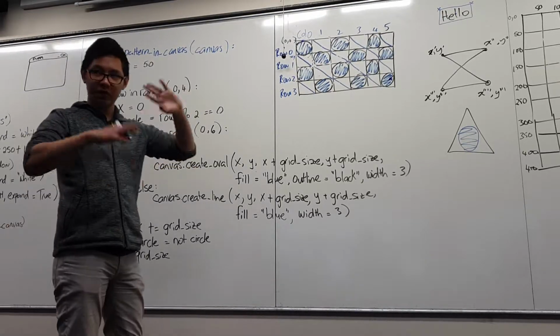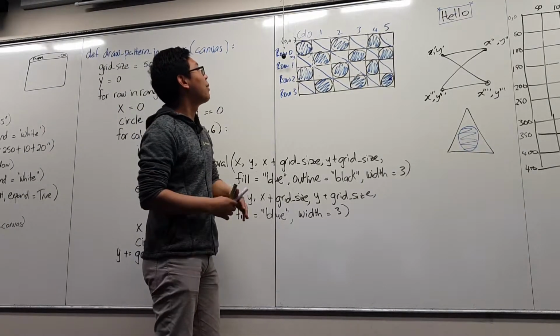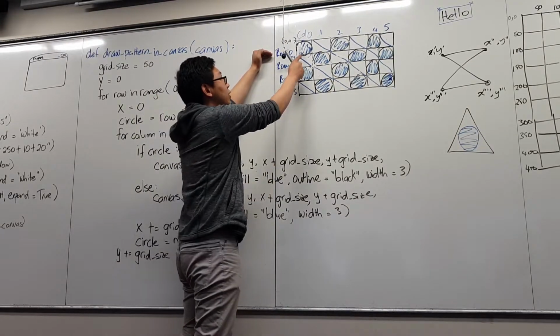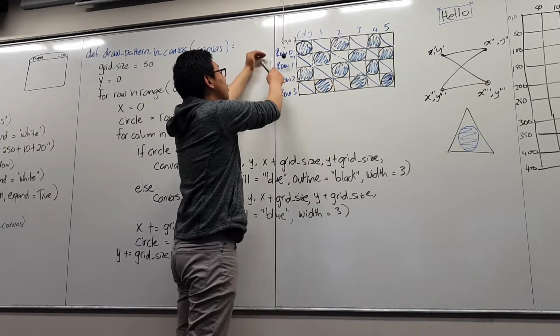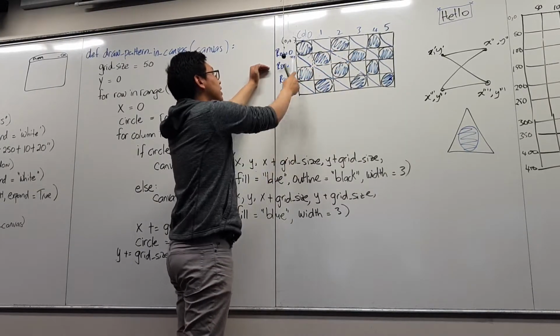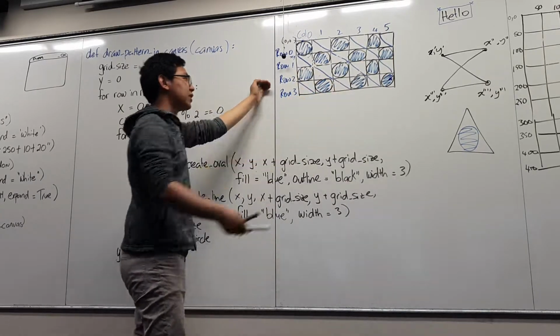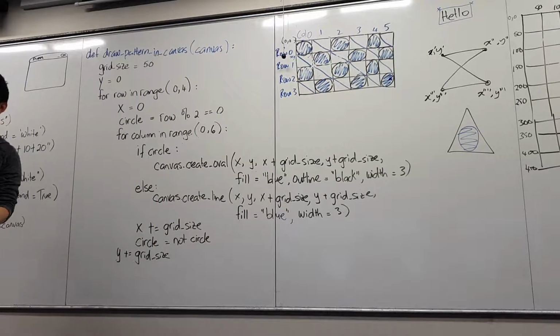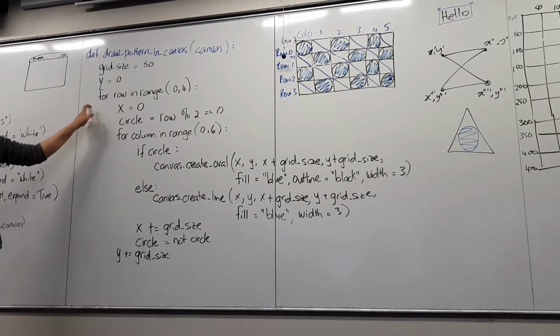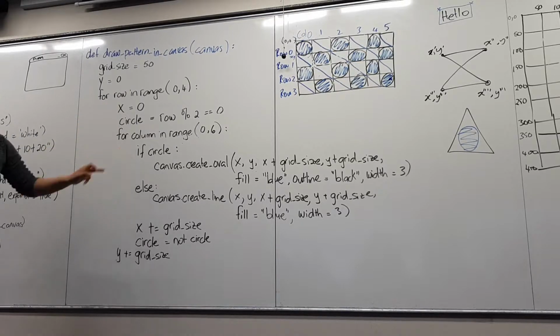So the systematic way to do this is to go through each row, and then in each row, I'm going to do something for each column. So as I go row 0, column 1, column 2, iterate across, row 1 and then iterate across, and then row 2 then iterate across. In order to do that, we need to have a loop inside of a loop. So that's why we have 2 for loops here. And the first loop is going through each row, and the second loop is going through each column.